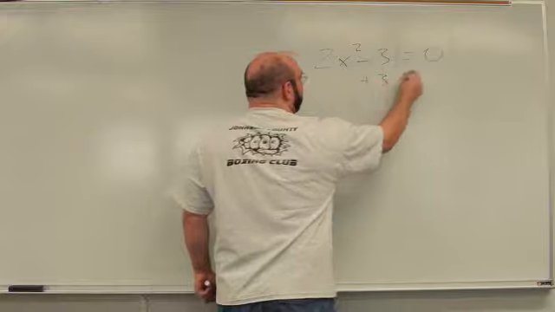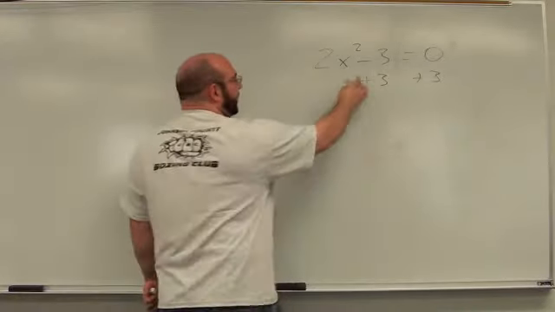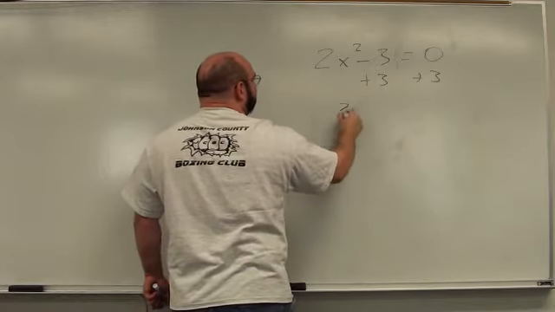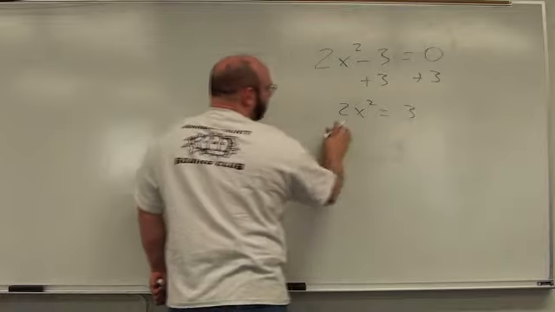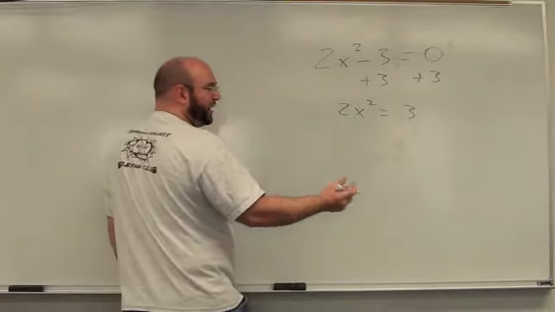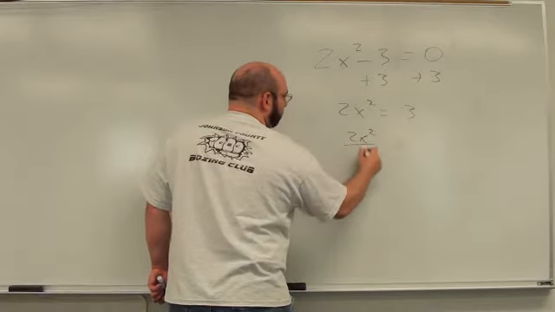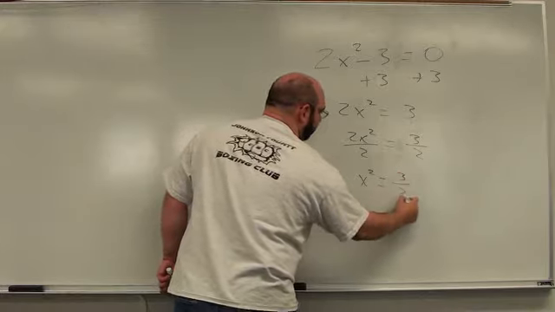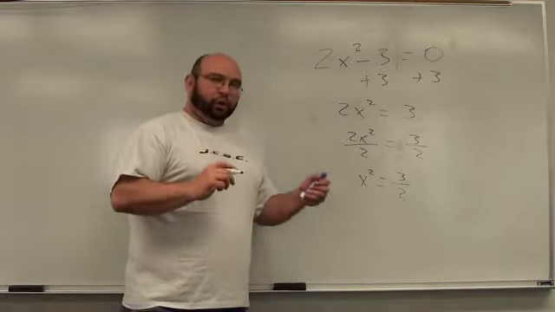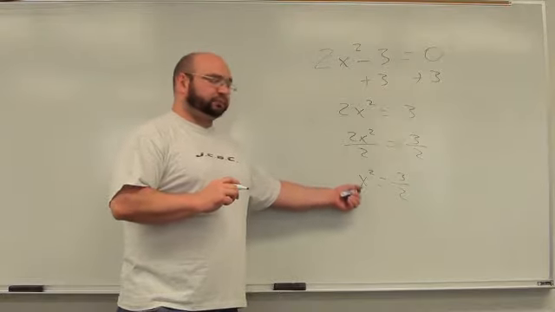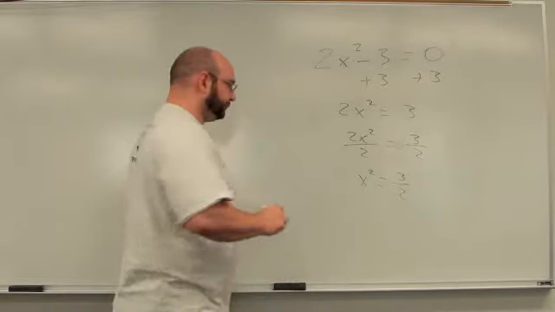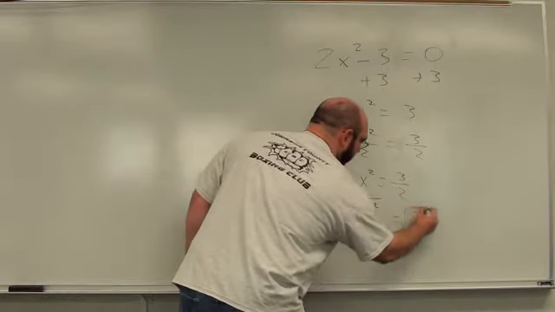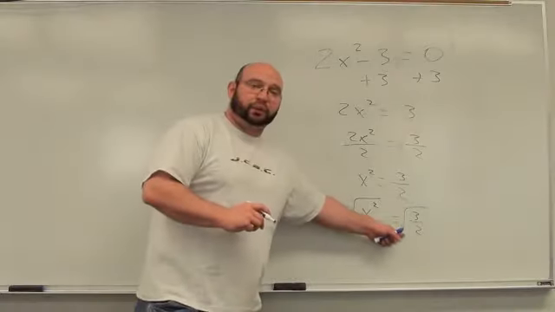So I'm going to say plus 3, plus 3. This is a negative 3. I'm isolating the x, so I add 3, do the opposite. The 2 is multiplying, so I'm going to divide both sides by 2. Now, in order to get this down to x, I'm going to take the square root of it. But notice what I do to one side, I still have to do the other side.